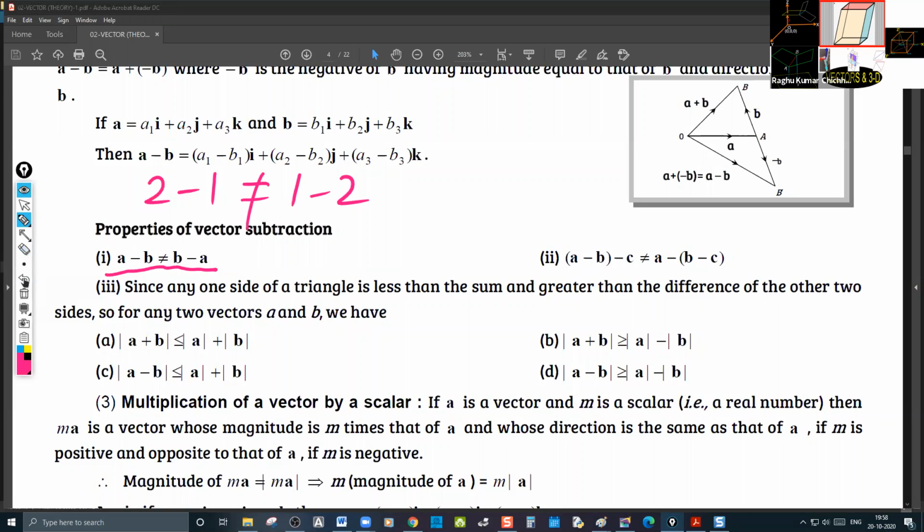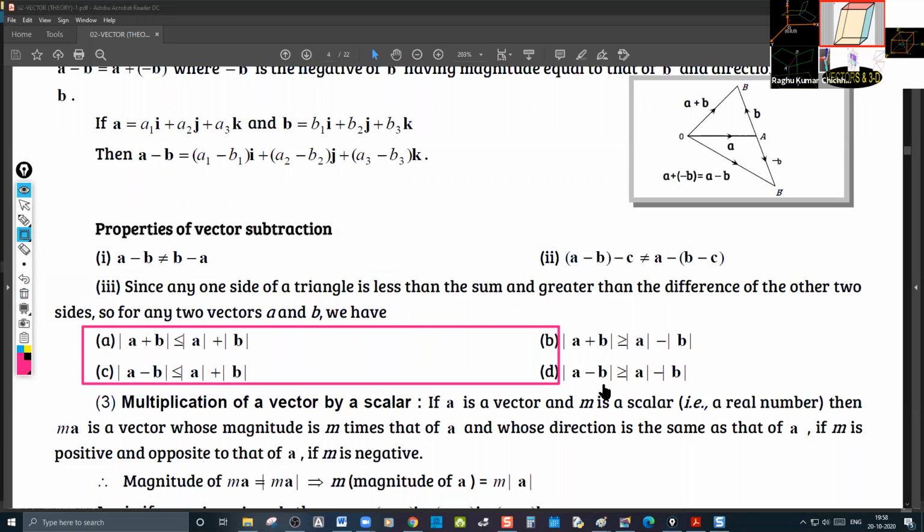Similarly, there are very important things to remember in higher level problems, particularly in objectives. The very important inequalities to remember are these. Modulus of A bar plus B bar is less than or equal to mod A bar plus mod B bar. Modulus of A bar plus B bar is greater than or equal to mod A bar minus mod B bar. Modulus of A bar minus B bar is less than or equal to mod A bar plus mod B bar. Modulus of A bar minus B bar is greater than or equal to mod A bar minus mod B bar.